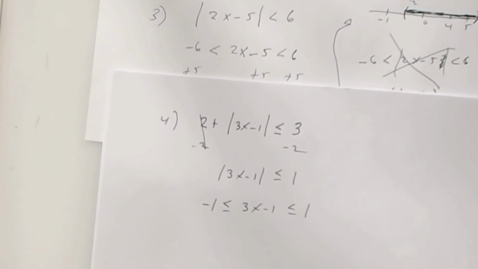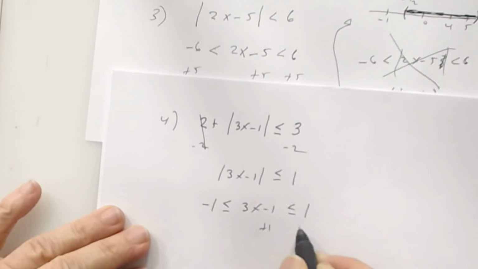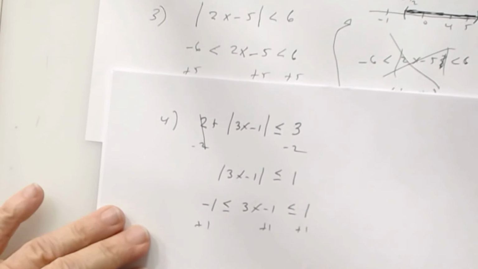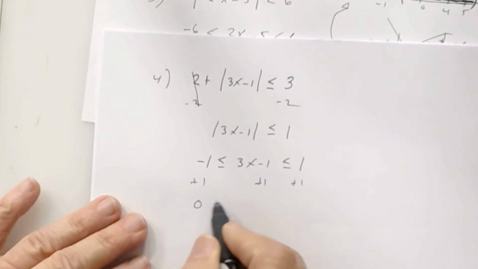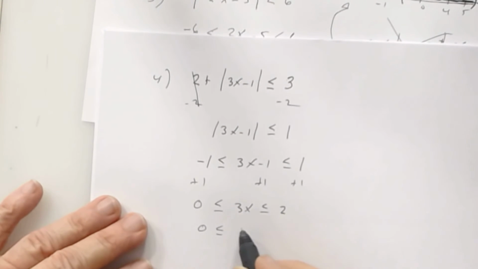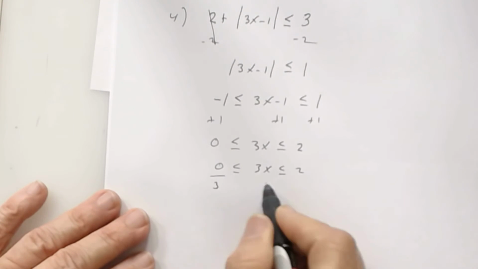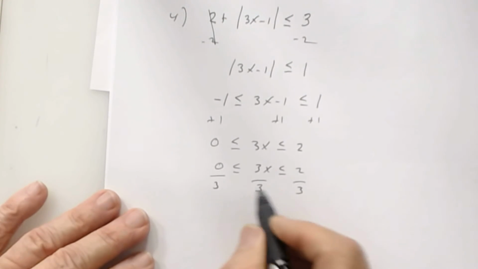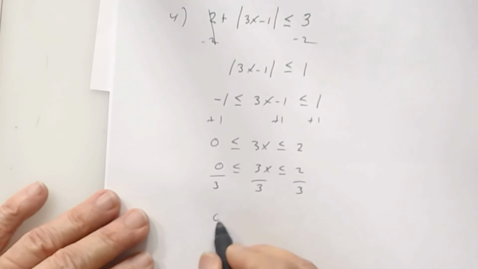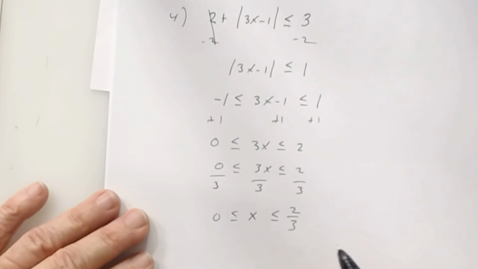All right, what's the next step? Add 1 to all parts. What's -1 plus 1? 0. So I get 0 is less than or equal to 3x is less than or equal to 2. One more step, we'll go ahead and rewrite this over. Divide everything by 3. Divide all parts by 3. What's 0 divided by 3? 0. 3x divided by 3? x. 2 divided by 3 is just 2/3, right?